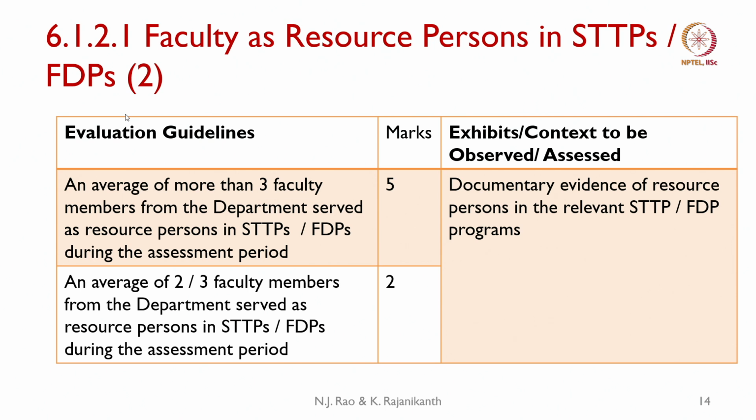That's all. An average of more than 3 faculty members from the department served as resource persons, then you get 5 marks. Average of 2 to 3 faculty members from the department, then you get only 2 marks. We must have documentary evidence. That means how many faculty members from the department served as resource persons. If you have more than 3, then you get 5 marks. If you have 2 to 3, then 2 marks.